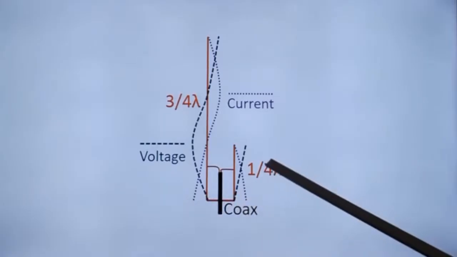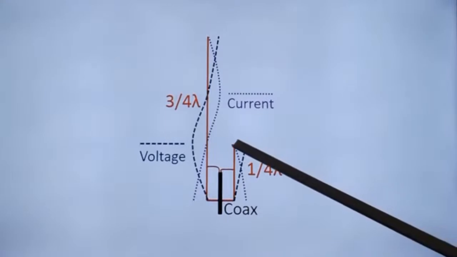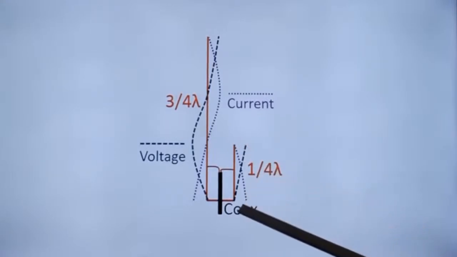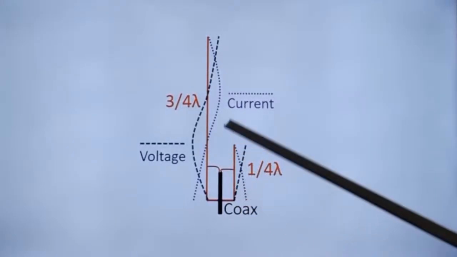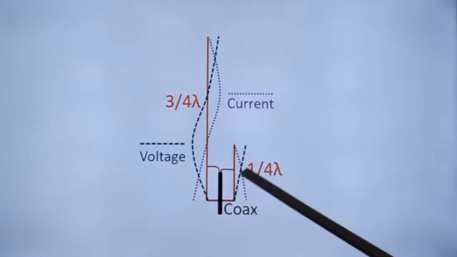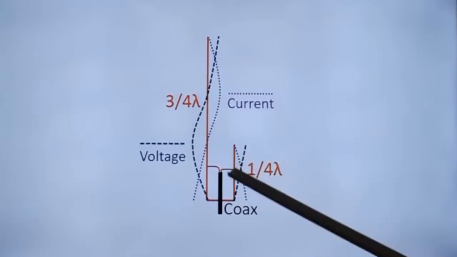And in case of the quarter wave stub, voltage is peaking at the upper end and current is peaking at the lower end. This is the current pattern in the two regions of the J-pole antenna.